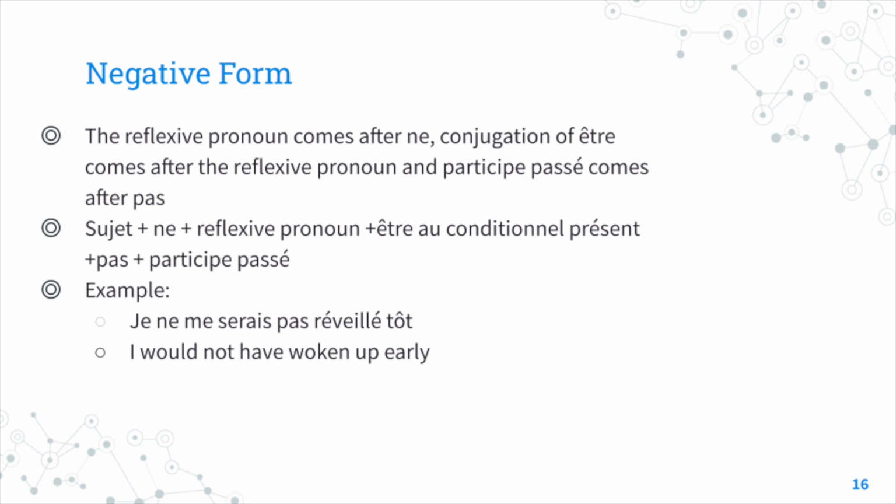For example, we have: Je ne me serais pas réveillé tôt. I would not have woken up early. So in this case, our sujet is je, then we have ne, then the reflexive pronoun, which is me, then être conjugated in conditionnel présent, which is serais, then pas, then the participe passé of réveiller, which is réveillé.